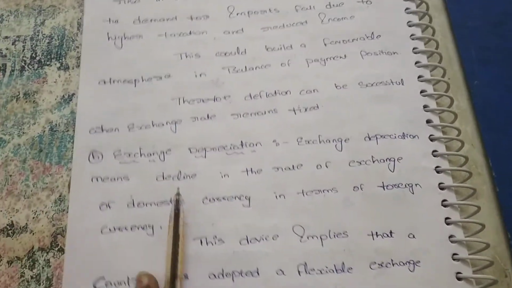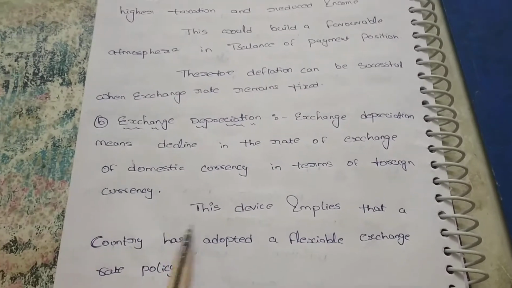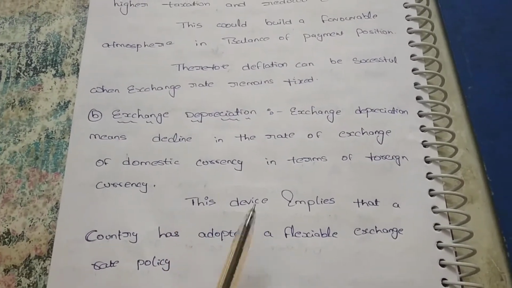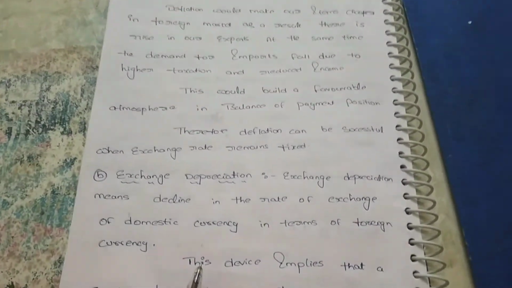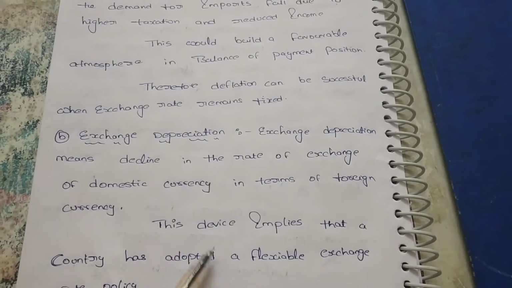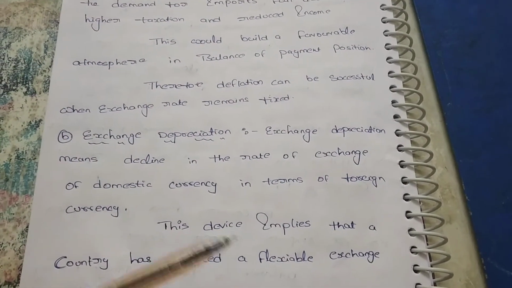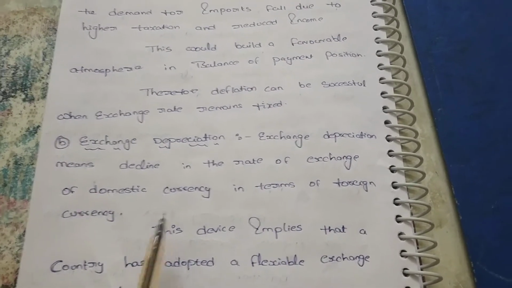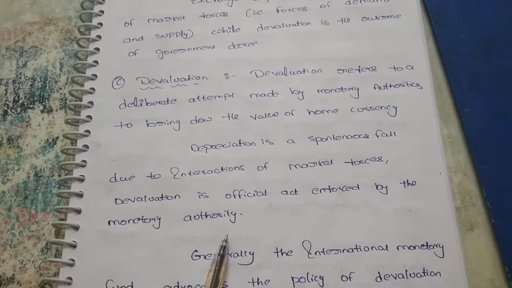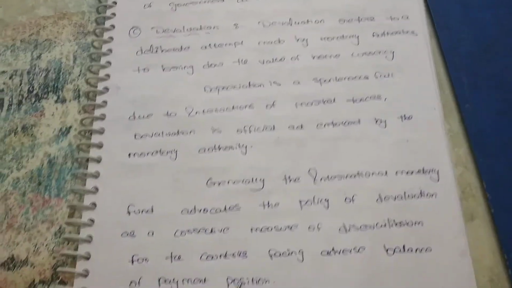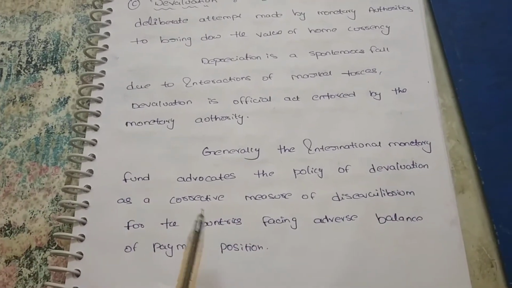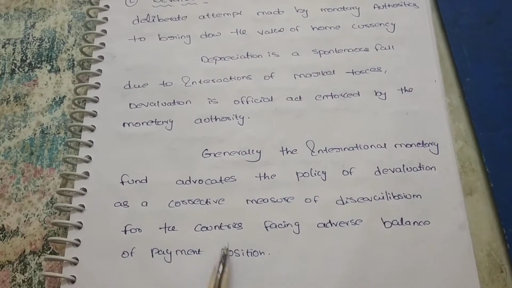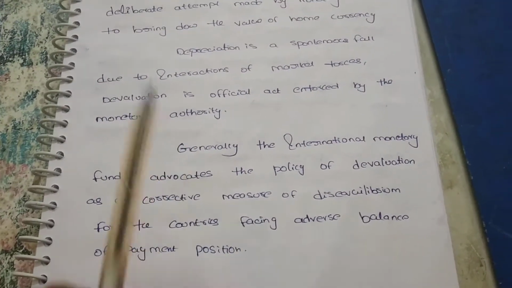And exchange depreciation. Depreciation is mainly based upon demand and supply. There is a fluctuation in the exchange rate. In this case also, our rupee value decreases. Because our rupee value decreases, we can restrict our imports. And devaluation is undertaken by the monetary authority. The International Monetary Fund mainly says that we have to restrict our imports, then we can balance our balance of payment account.